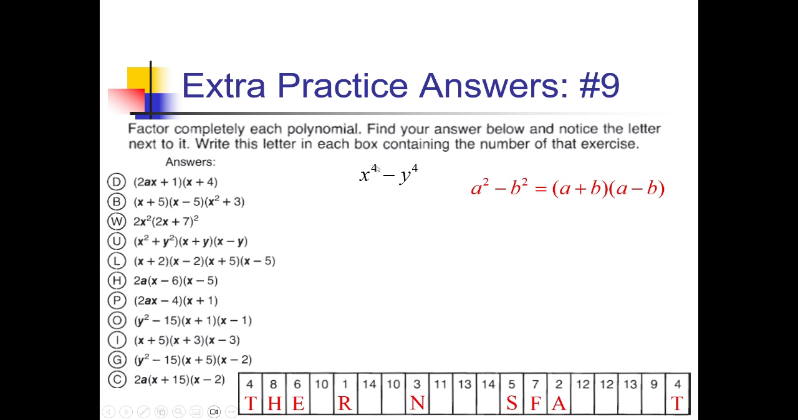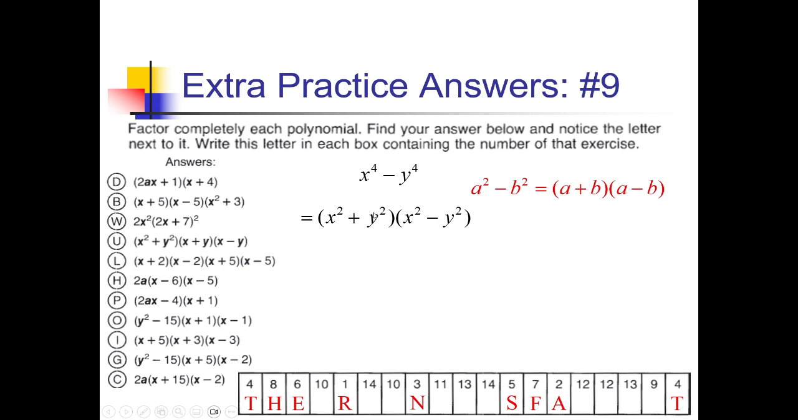squared. We divide the exponent by 2 when we square root. So we have x squared plus the square root of y to the fourth, which is y squared, and then x squared minus y squared. Unfortunately, I can't just stop here. I have to keep going.